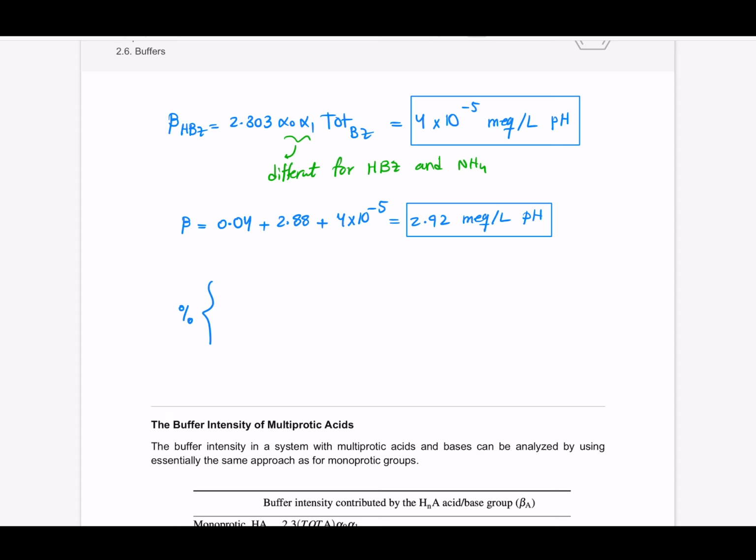So now we can look at the contribution of water on the overall buffer intensity. It would be 0.04 divided by 2.92, which is roughly 1.4%. The contribution of ammonia would be 2.88 over 2.92, which is roughly 98.6%.